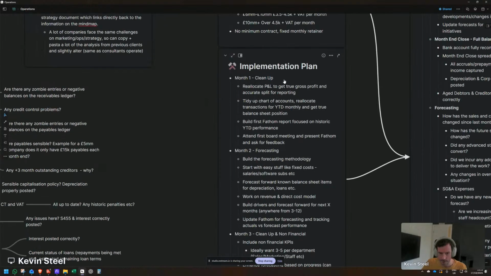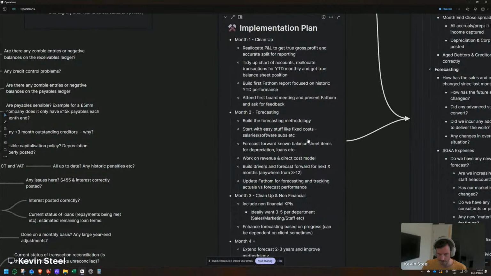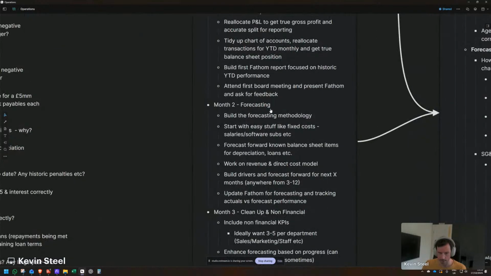Then month 2, once we have our financial data all clean, we look at our forecasting. So building the forecasting methodology. We'll start with easy stuff like fixed costs, salaries, software subscriptions, stuff that we know the information's easy to get. And we will then forecast forward the known balance sheet items that are fairly easy. So depreciation, loan repayments, etc. Then one of the more difficult parts, especially for a service business, is revenue and direct costs.